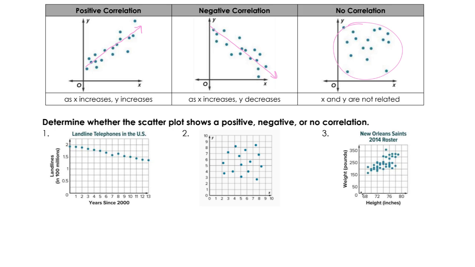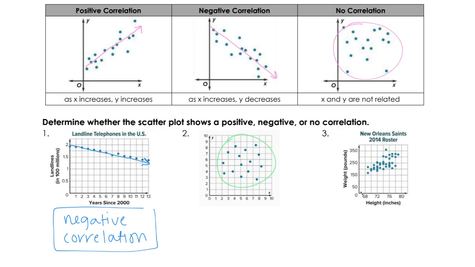So if you notice right here, it is very, very gradual. But if I was to draw a line that would show the general shape or pattern of those points, this is going in a downward pattern. So this would have a negative correlation. Looking at number 2, this one's not labeled with anything, so we don't really have an X to compare to a Y, but these dots right here are all just kind of all over the place. So we would say that this one has no correlation.